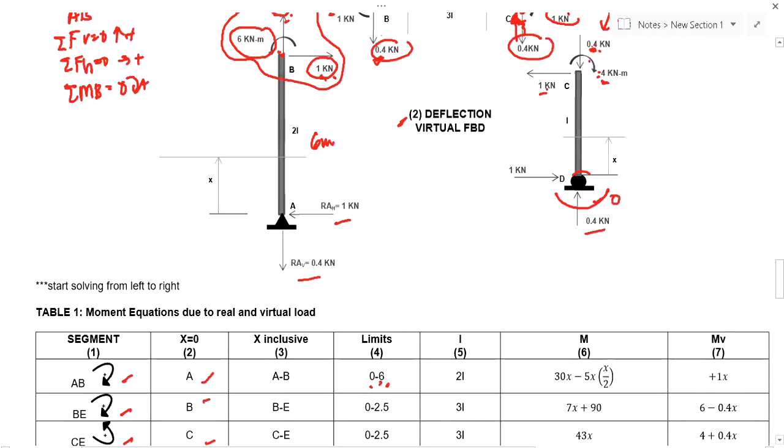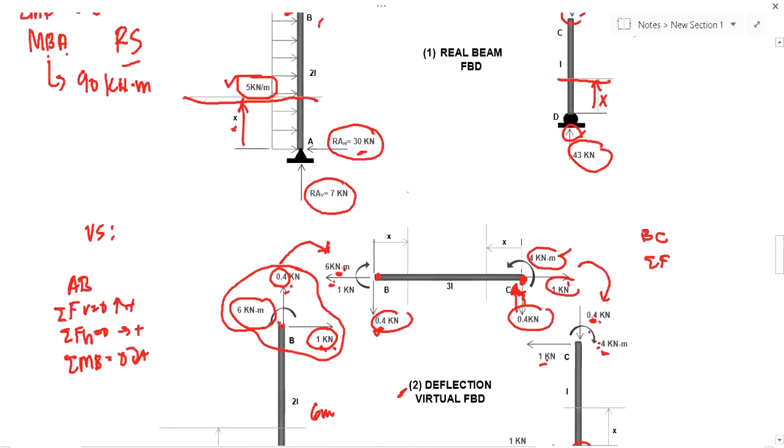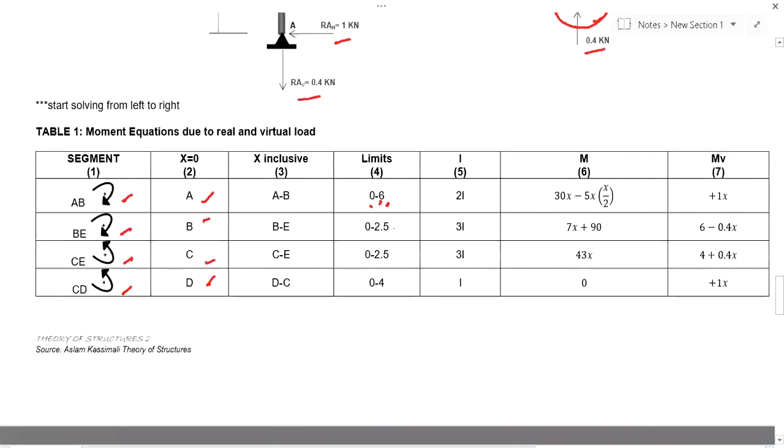So yung BE, remember, sa center dito, 2.5 ito, 2.5 dito. So, 0 to 2.5. And C is 0 to 2.5 since yung origin natin, yung x is equal to 0 natin, is sa may C. And CD is 0 to 4. Our I, given yan sa problem, lagay lang natin dito.